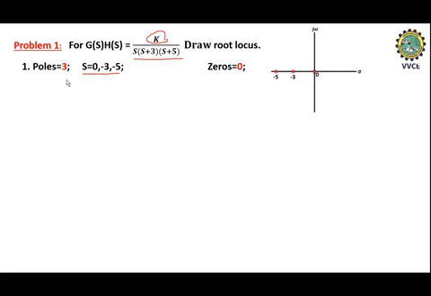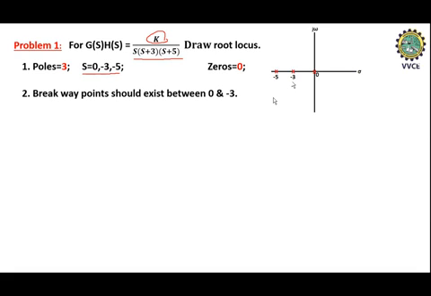So we can plot these roots on the S-plane. This is the real axis and this is the imaginary axis. The roots we obtained from this transfer function are 0, minus 3 and minus 5. Only poles are present, so poles are represented by X marks. There are no zeros, so we are not marking any zeros in the S-plane.